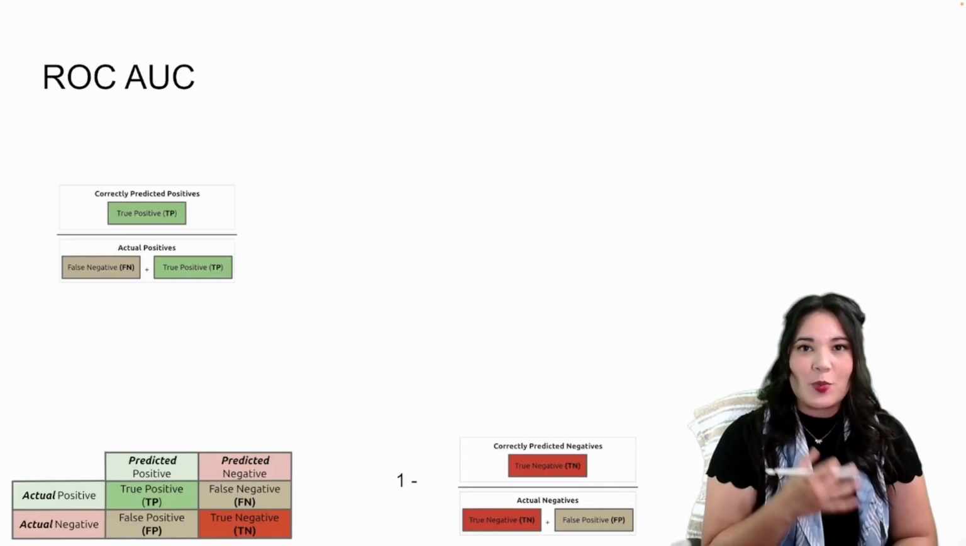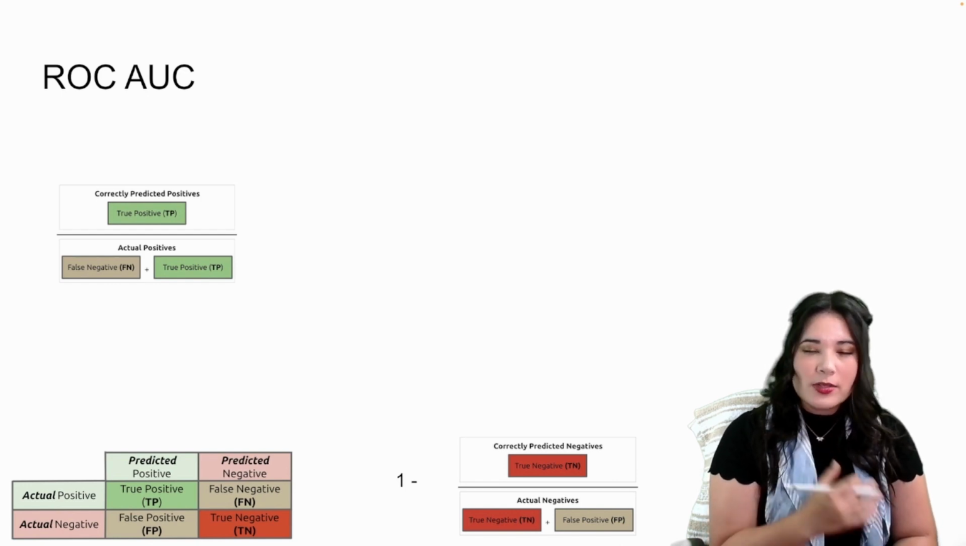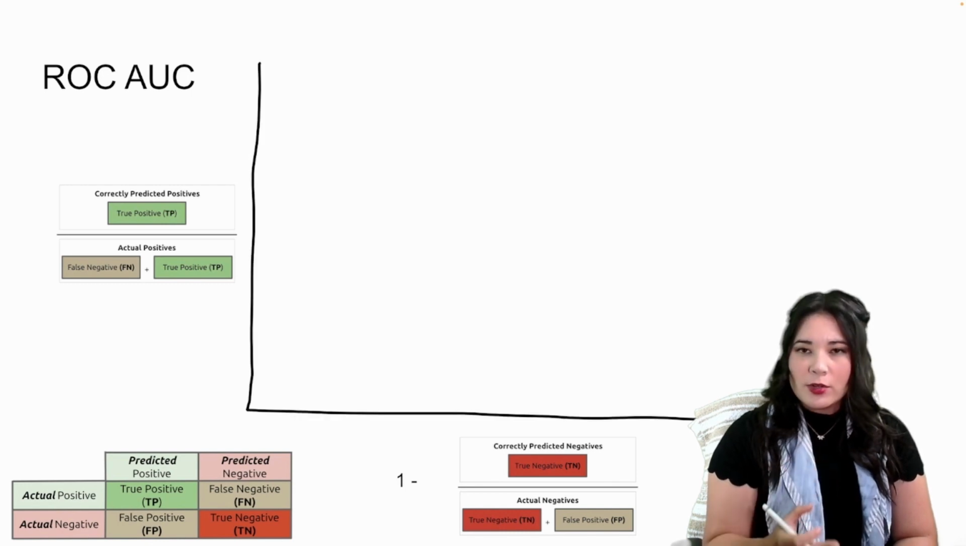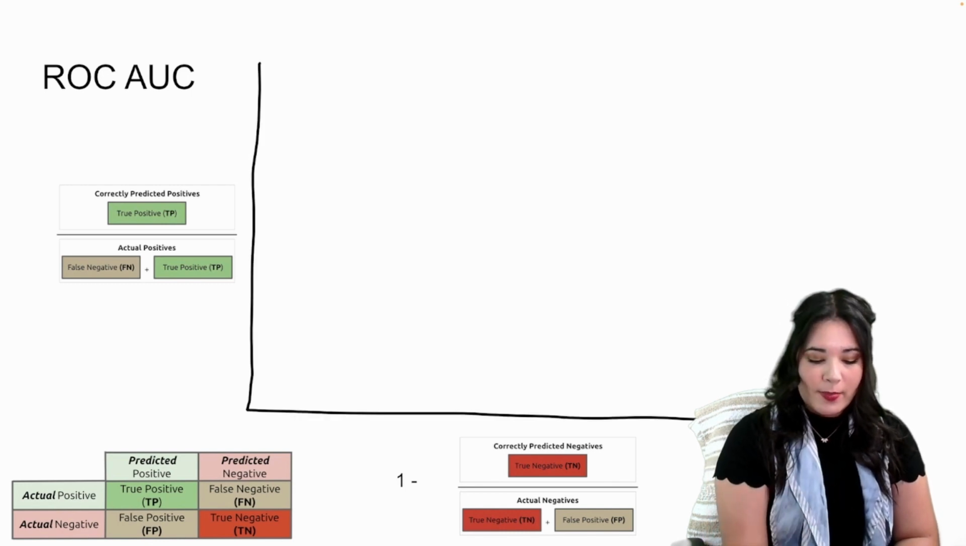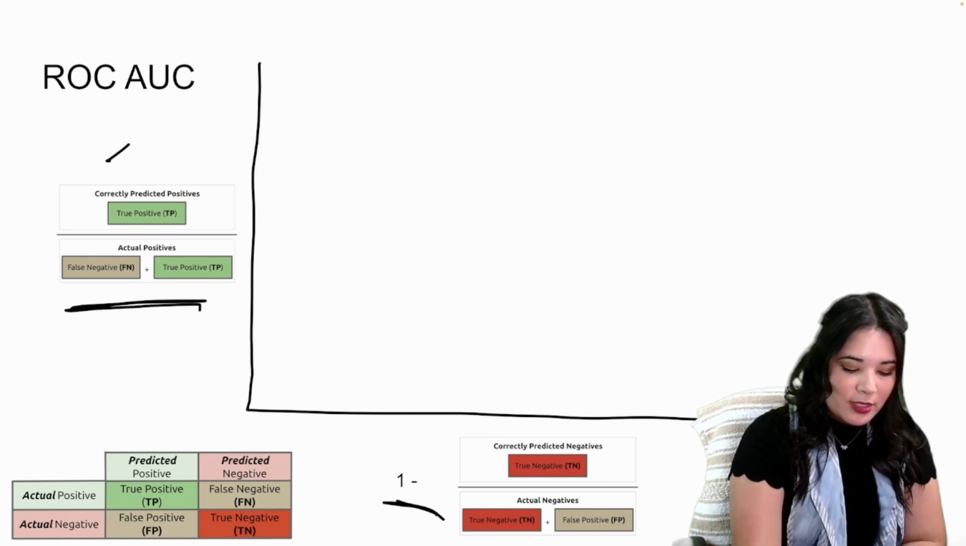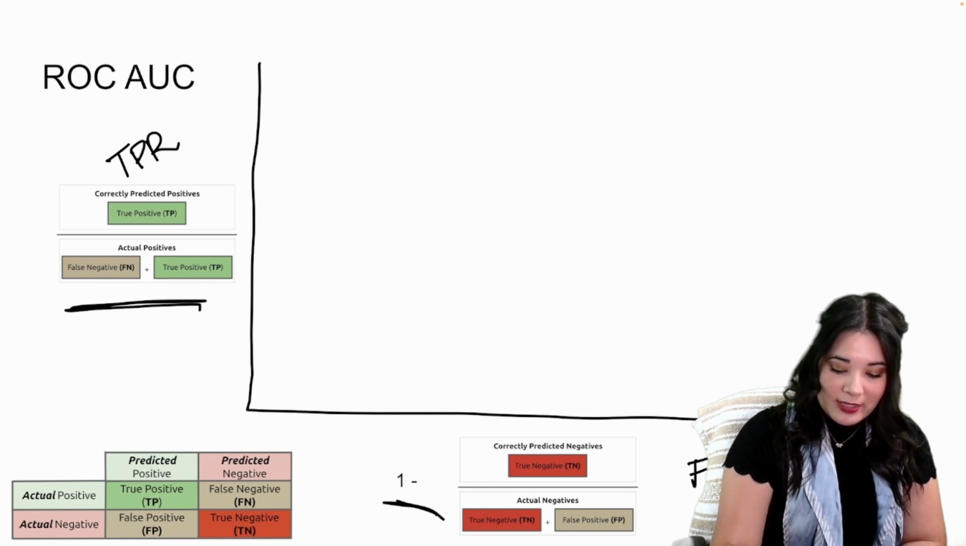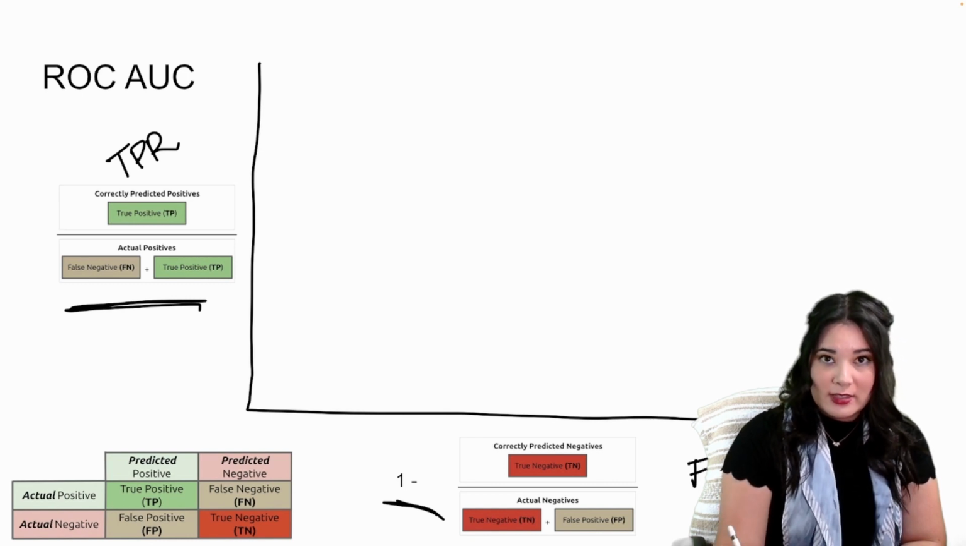Last but not least, we have an ROC AUC value. The ROC AUC value is based on an ROC curve. An ROC curve is a plot that compares the sensitivity of a model to 1 minus the specificity of that model. In other words, it plots the true positive rate on the y-axis and the false positive rate on the x-axis.